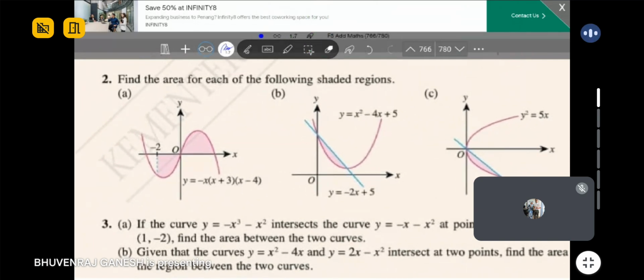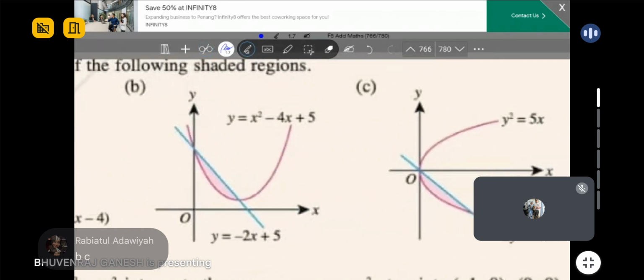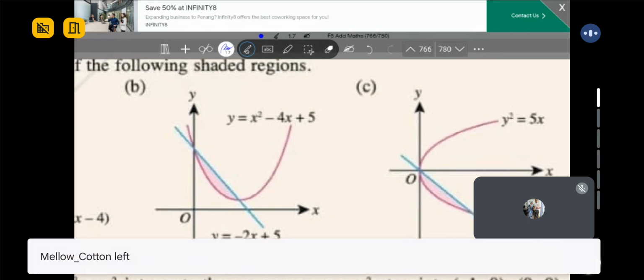Question 2 is a bit harder. Okay, we will discuss B and C. For question B, the question is to find the shaded region. Cari kawasan berlorek. So guys, tell me the idea for question B.